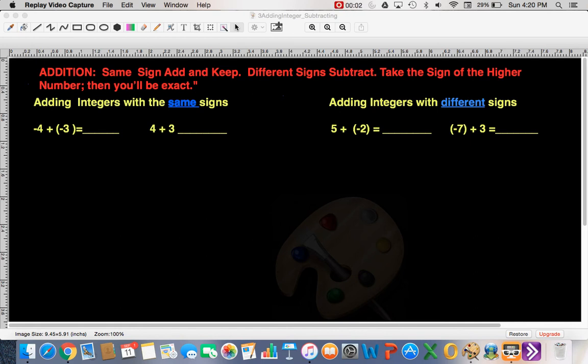Today we're going to discuss addition and subtraction of integers. But before we move on, when I was in middle school, I remember a song about addition of integers.